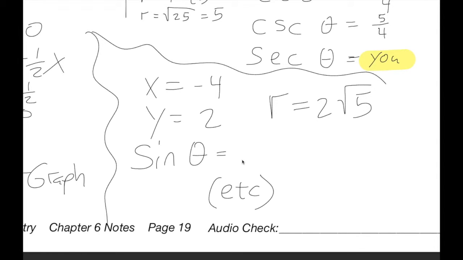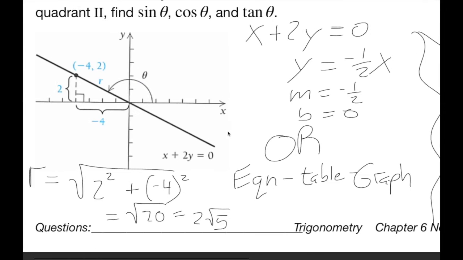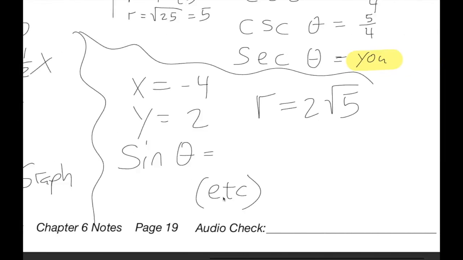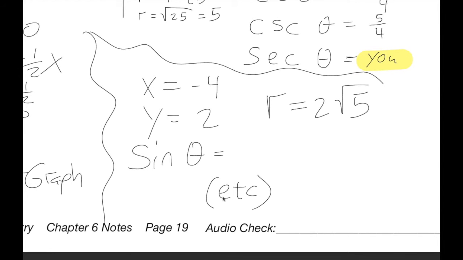I'm not going to go into exactly all the different ratios. I think you might be able to do that yourself, on the assignment, and I can help you as well. But the new thing here is the line and the point and the radius and all that. I just wanted to show you what that looks like.